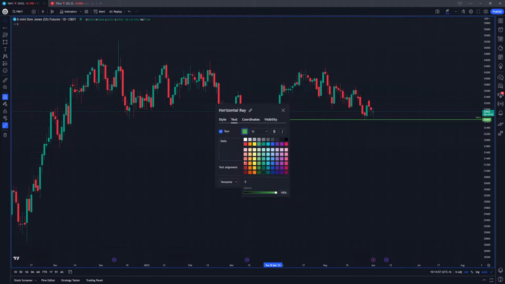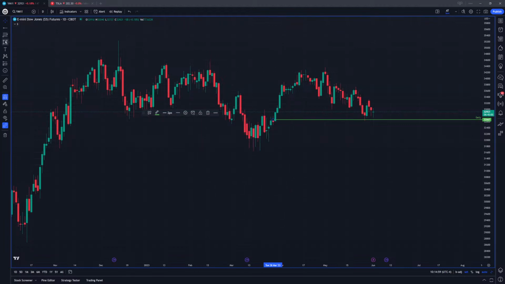That's like 4 o'clock yesterday. No, it's weird because this time frame is not reflecting actual time. I got to figure out what the hell's going on with that.